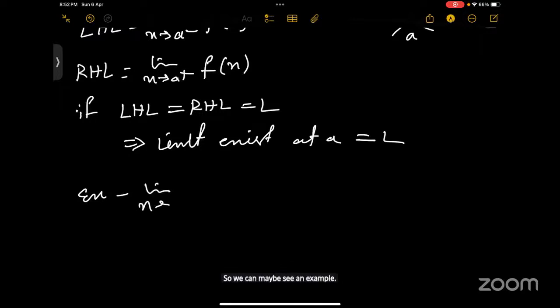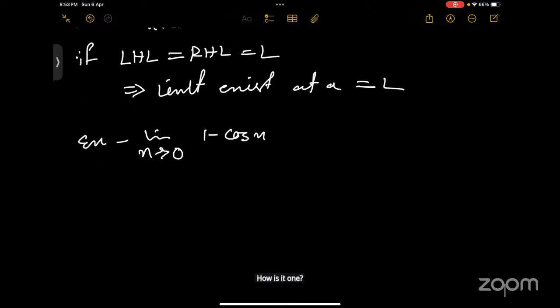So we can maybe see an example. Suppose the limit as x tends to 0 of 1 minus cos x. So what is the limit of this function? Zero, right? Cos 0 is 1, so 1 minus 1 is 0.